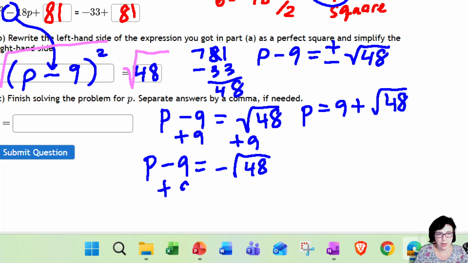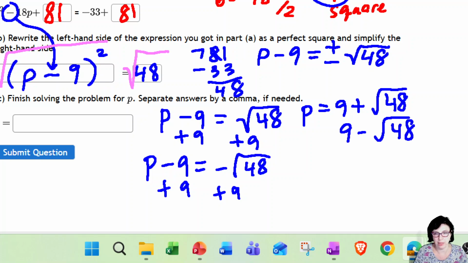And then the second answer is going to be negative square root of 48. And then when we add 9 to both sides, we're going to get 9 minus square root of 48. That's going to be our second answer, okay?